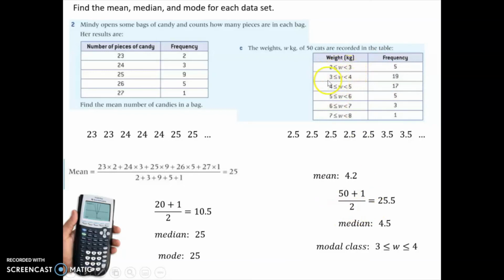We say that this whole category here is called the modal class. And we enter it like this. And I think I made an error here. There should not be an equal here.